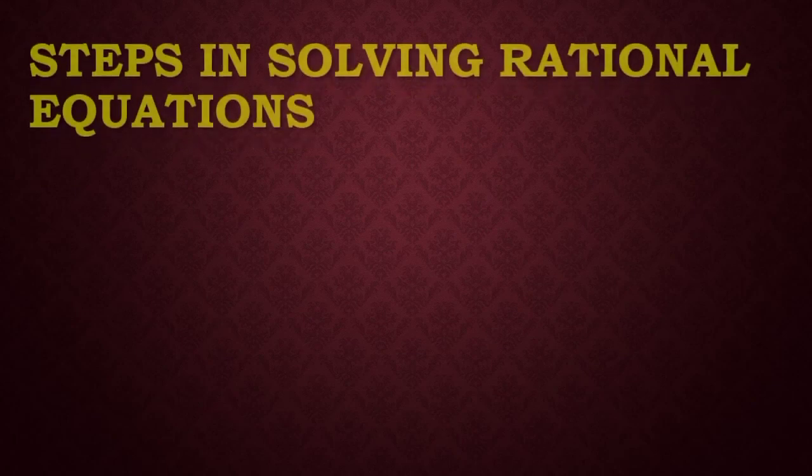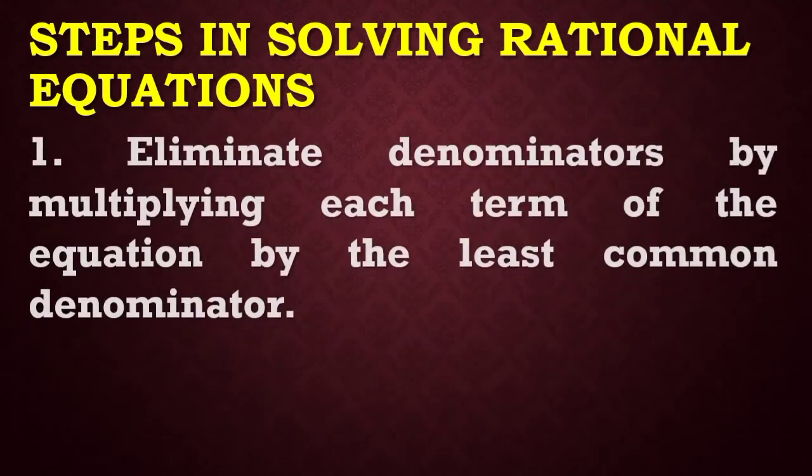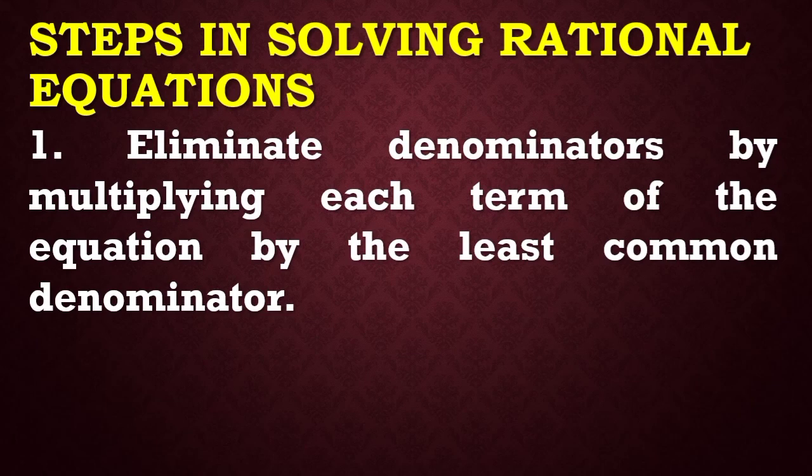So what are the steps in solving rational equations? Mas maganda na alam natin kung ano nga ba yung mga steps sa pagkuha ng solution ng mga rational equations para guided tayo. For our first step, eliminate denominators by multiplying each term of the equation by the least common denominator. Kailangan natin kunin dito yung least common denominator and then imumultiply natin siya sa bawat term ng given equation para ma-eliminate yung denominator at ma-solve natin.